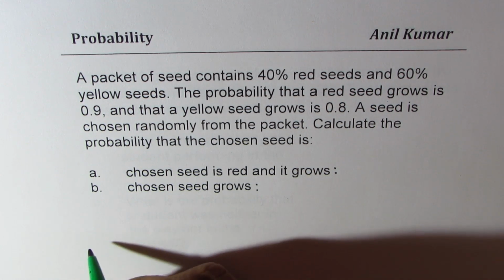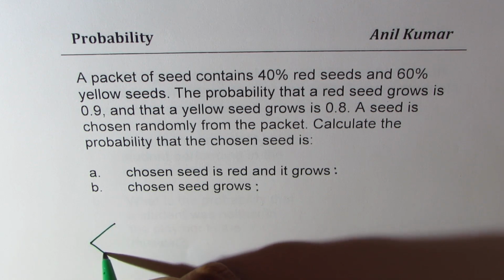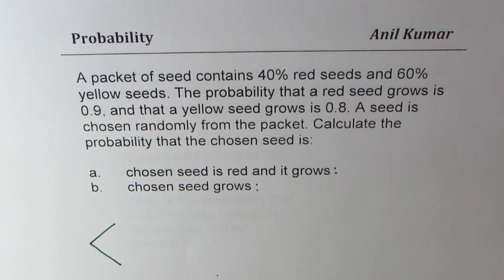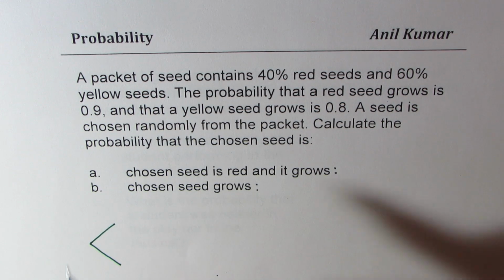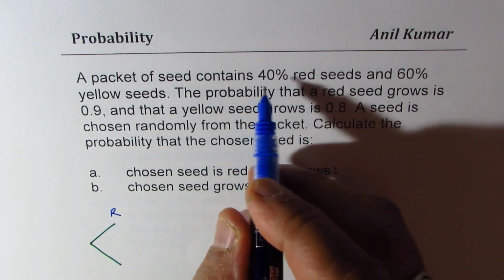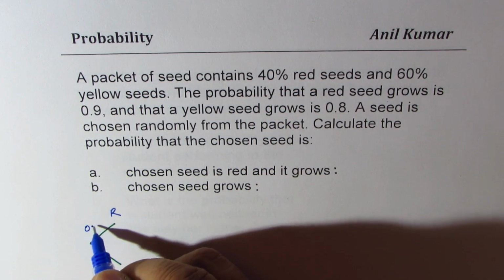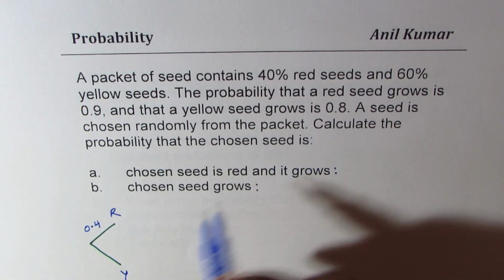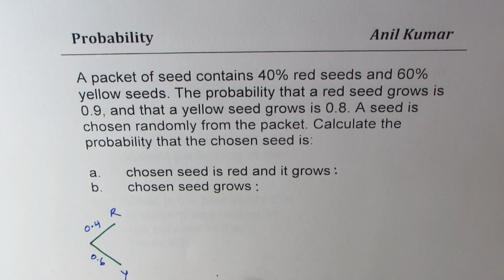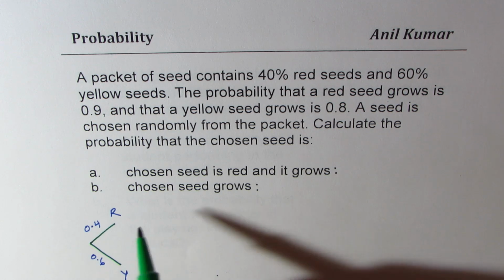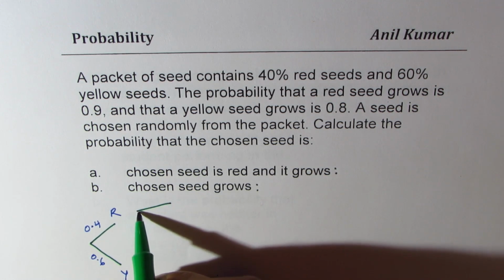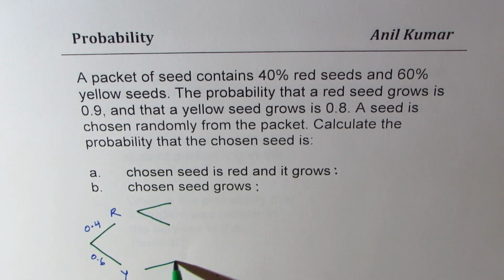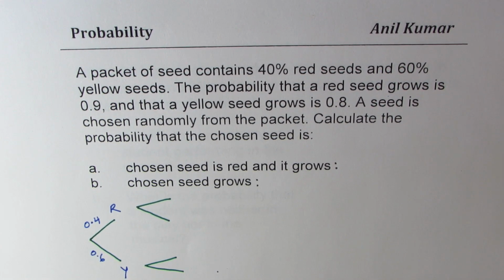So let's sketch a tree diagram first. So let's say we have starting with red and yellow. So for red, the probability is 40%, that is 0.4 is the probability. And for yellow, the probability is 60%. Correct. So that is the first choice. And then out of these, they may grow and they may not grow, correct? So they may grow or they may not grow. So that becomes the second thing, correct?